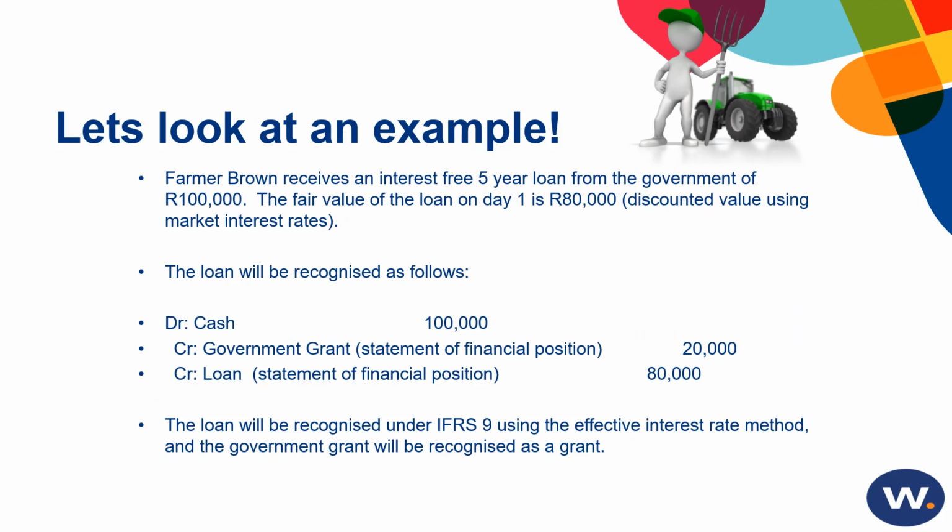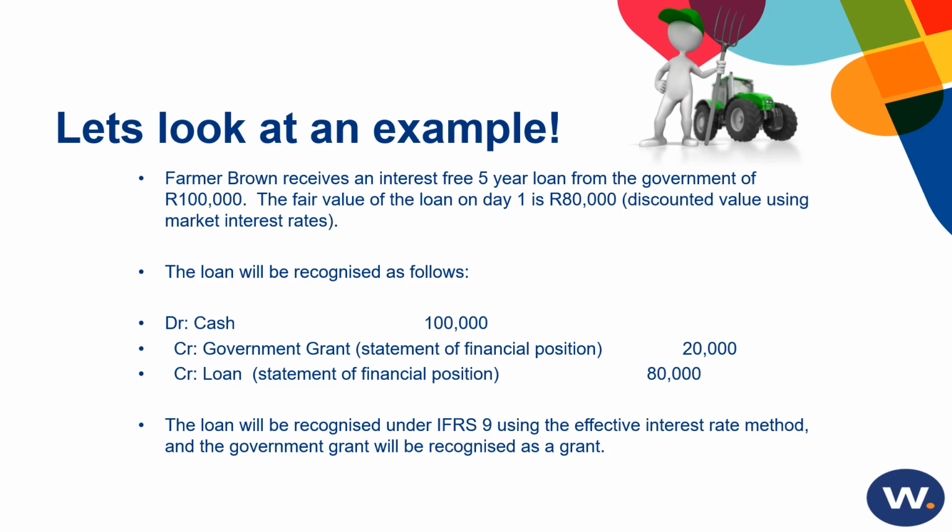If we look at an example, just to illustrate how this would play out in practice, we have Farmer Brown, who has now received an interest-free 5-year loan from government to an amount of 100,000 Rand. The fair value on day one is calculated at 80,000 Rand. The discounting is done using a market-related interest rate.